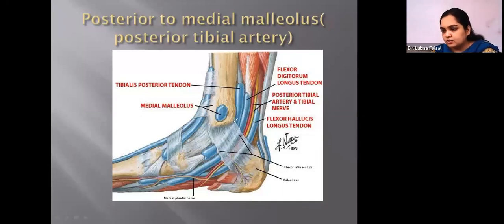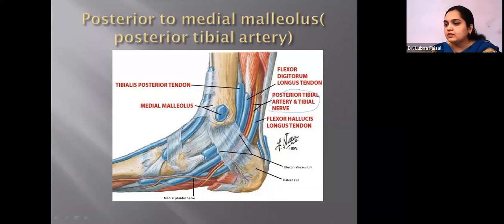This is a slide showing the flexor retinaculum, with attachment superiorly to the medial malleolus, and inferiorly to the calcaneum. This flexor retinaculum shows how it holds the tendons in place properly, which is the function of the retinaculum. It also lodges the important nerve and vessel of that compartment, that is the posterior tibial artery and the posterior tibial nerve.